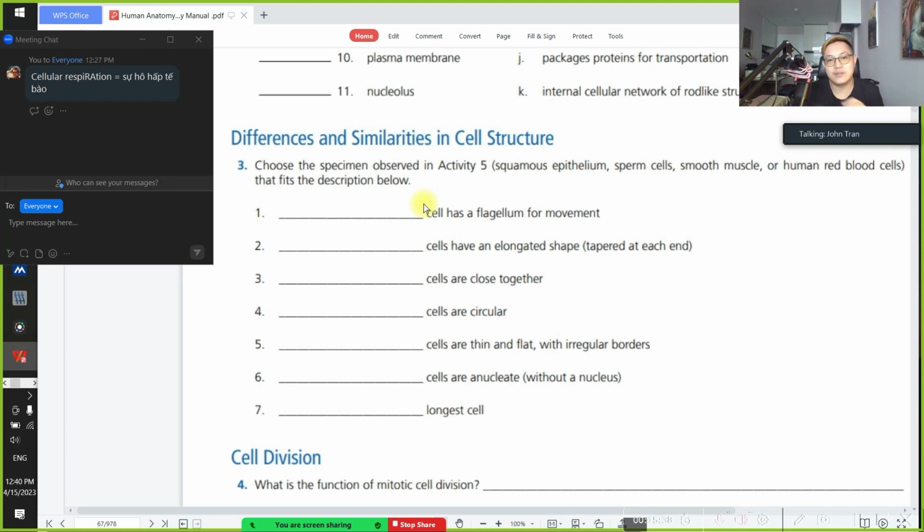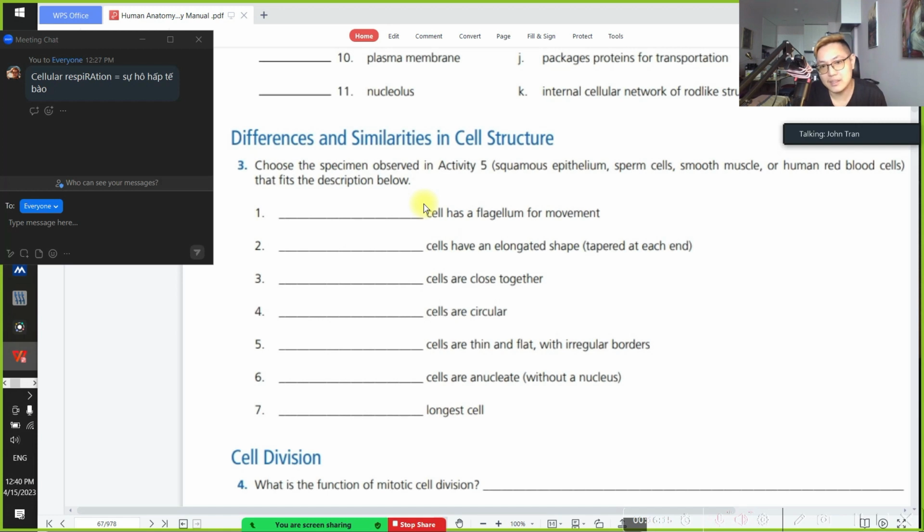That fits the description below, mà nó phù hợp với lại cái miêu tả bên dưới này. Okay, what cell has a flagellum for movement? Tế bào nào nó có cái roi để mà di chuyển? Cái đầu tiên, squamous epithelium. Sorry? No, it's not. Sai rồi. Tế bào nào có cái đuôi để mà di chuyển? What cell has a flagellum for movement? Sperm cell. Yes, it's a sperm cell. Very good.